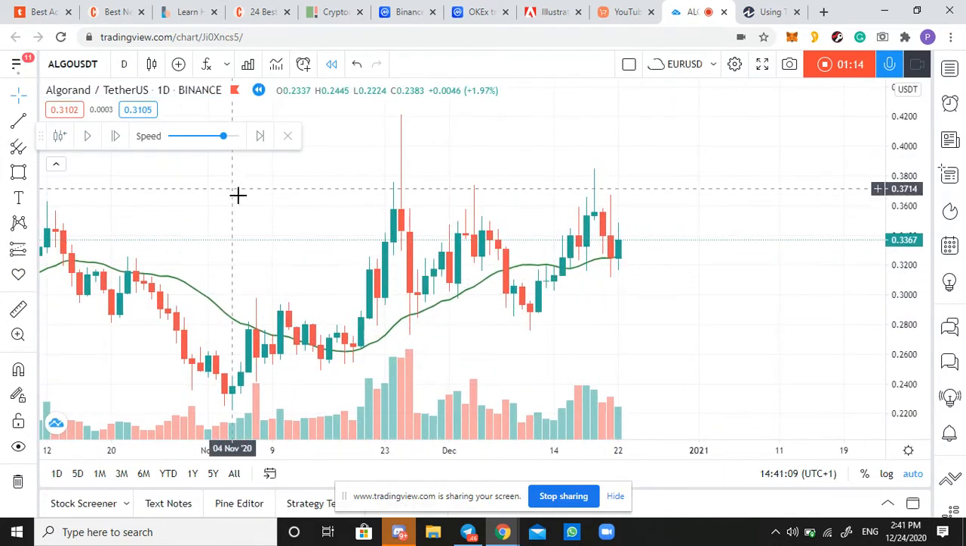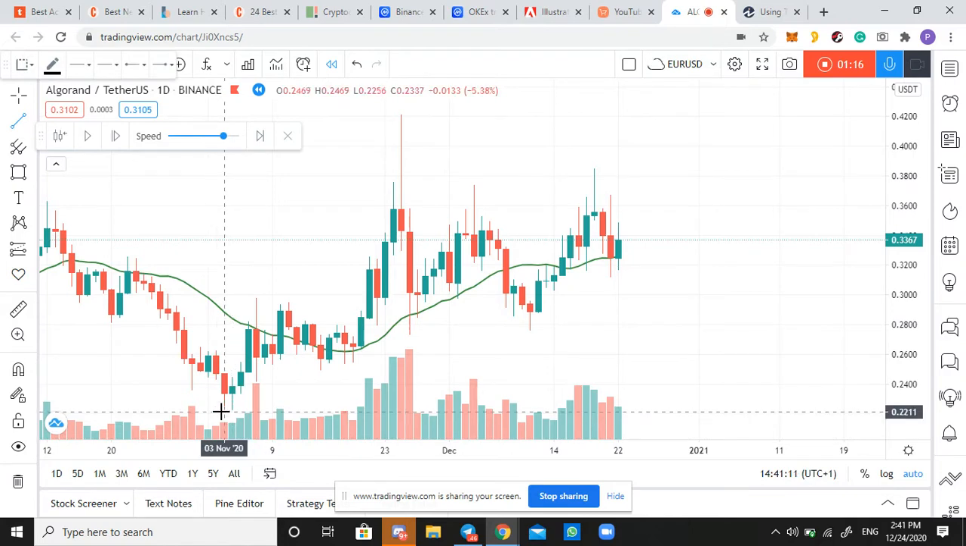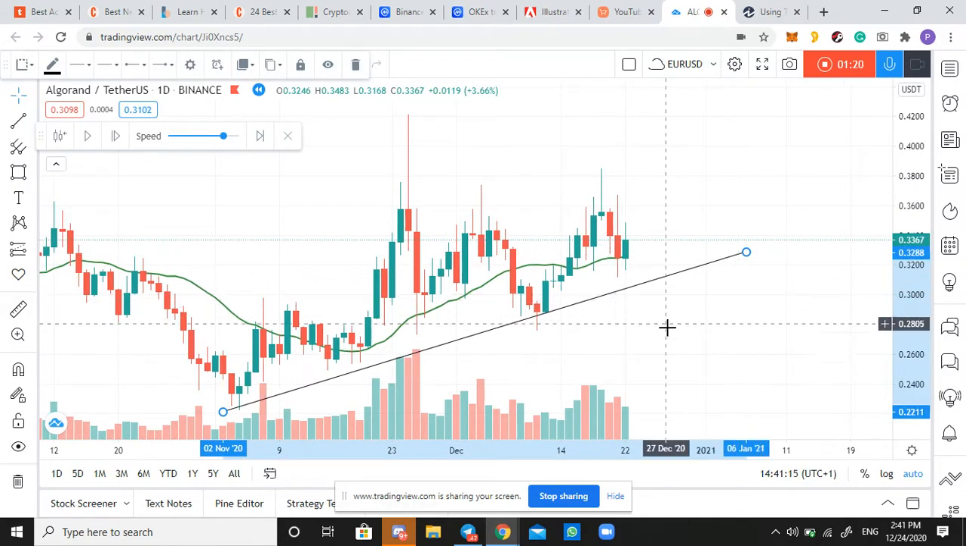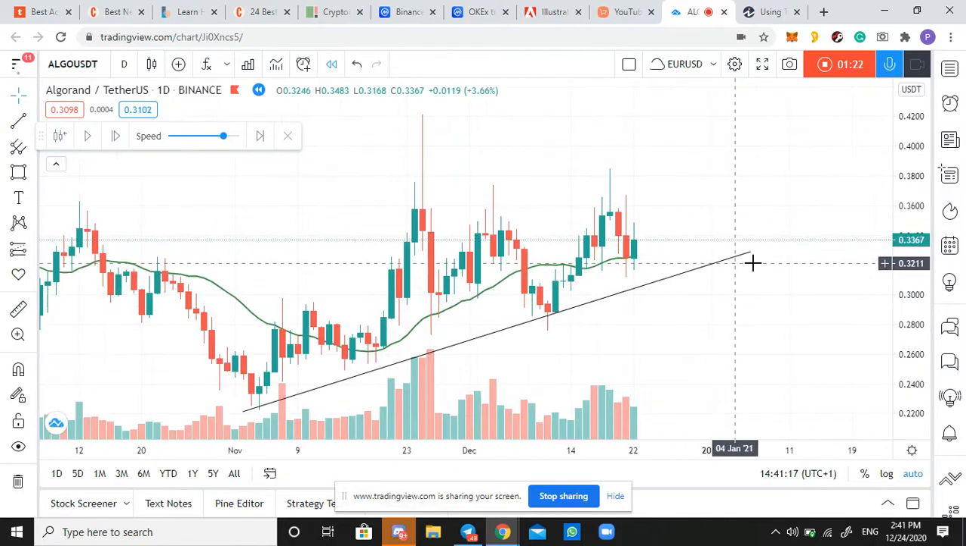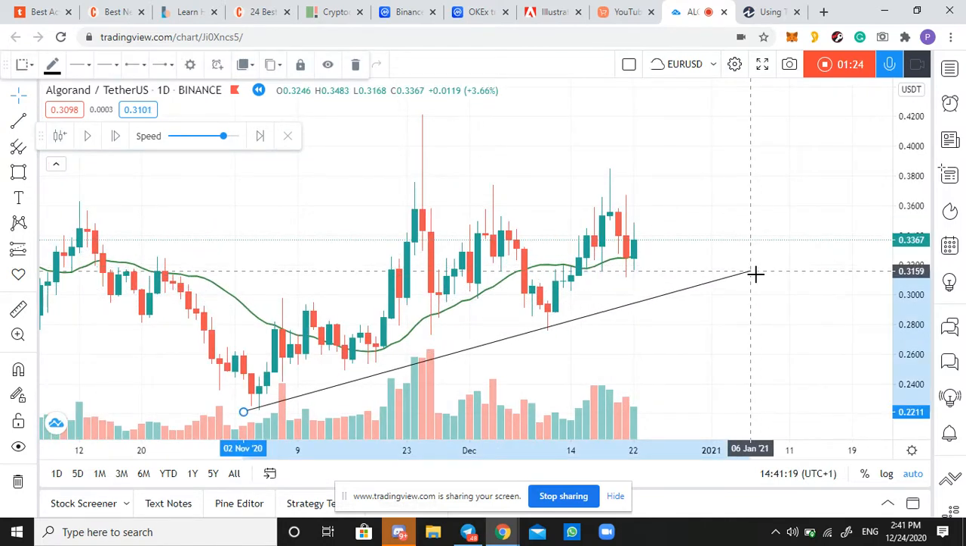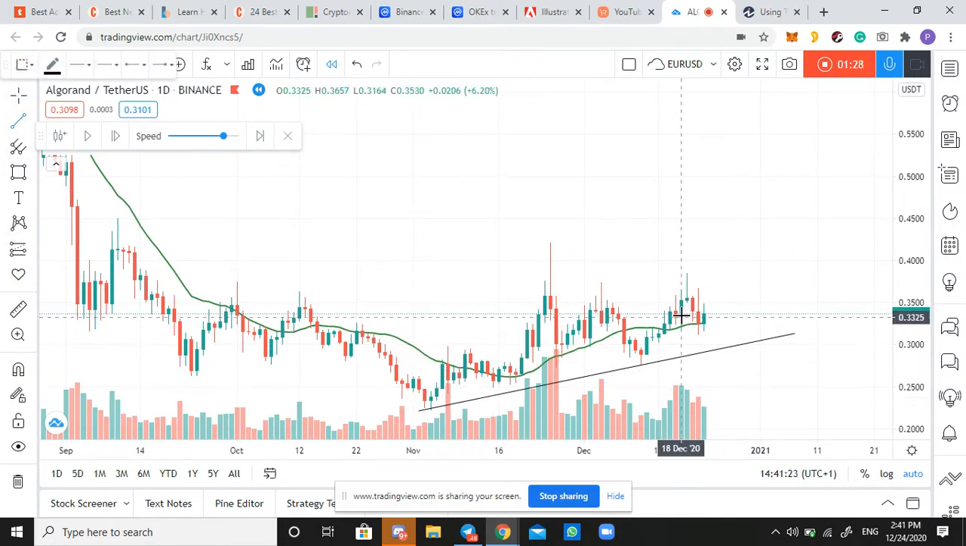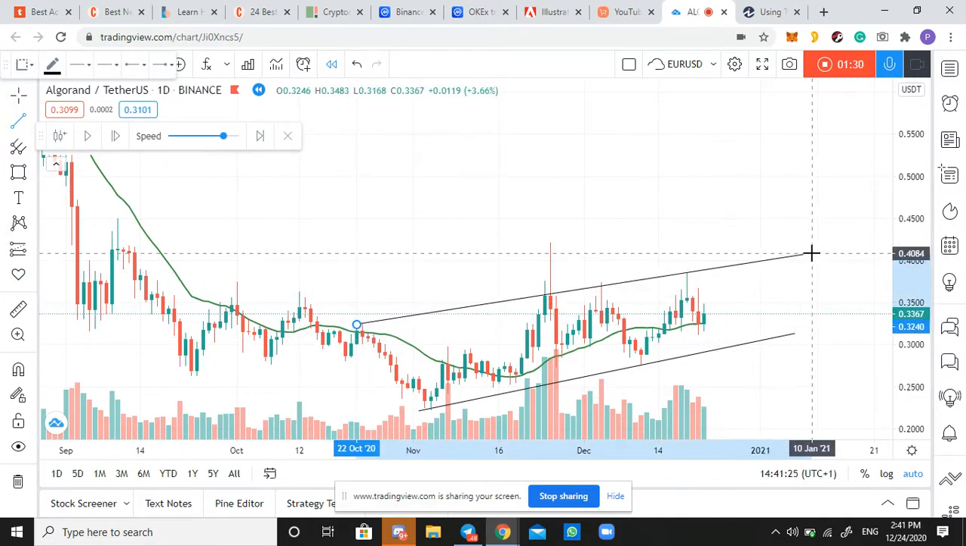So what I did was I picked my trend line. I was able to draw this, and I picked the upper trend line, drew the upper trend line too.